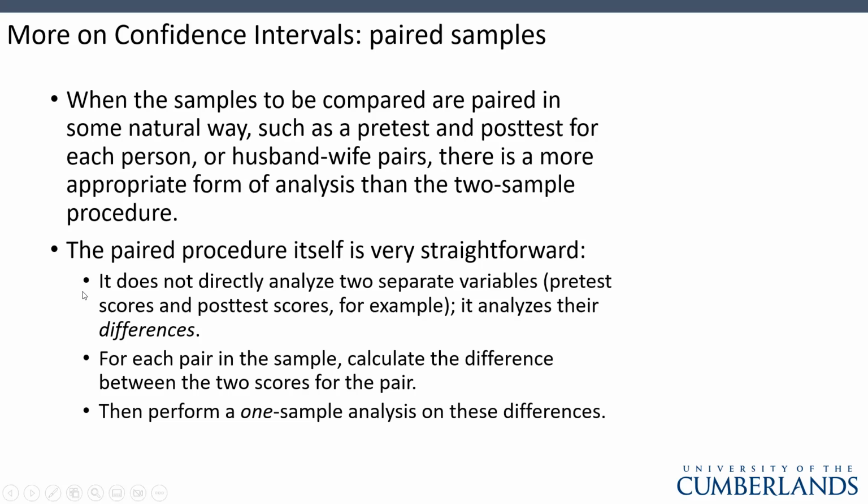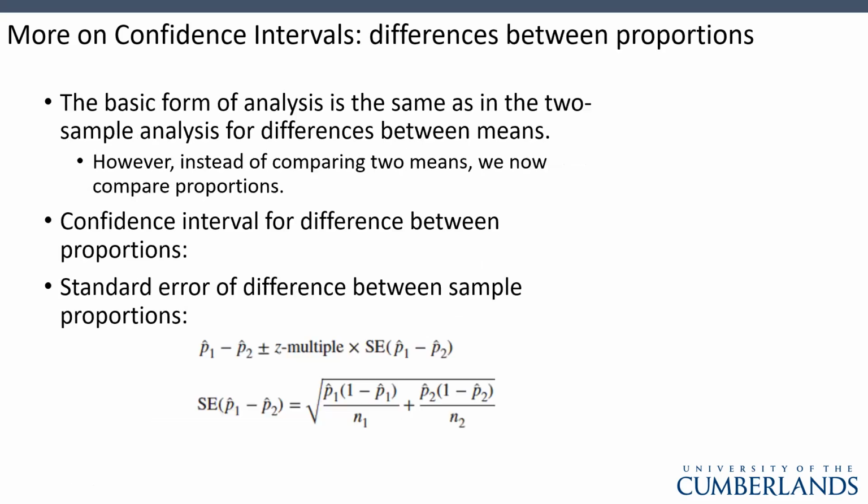It does not directly analyze two separate variables. For each pair in the sample, calculate the difference between the two scores for the pair. Then perform a one-sample analysis on these differences. The basic form of analysis is the same as in the two-sample analysis for differences between means. However, instead of comparing two means, we now compare proportions.